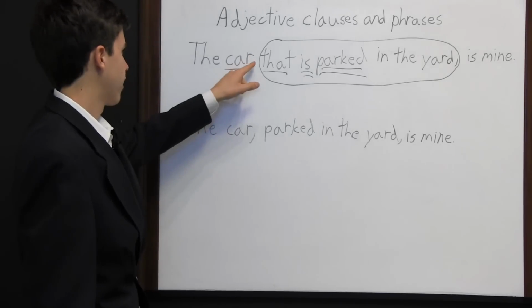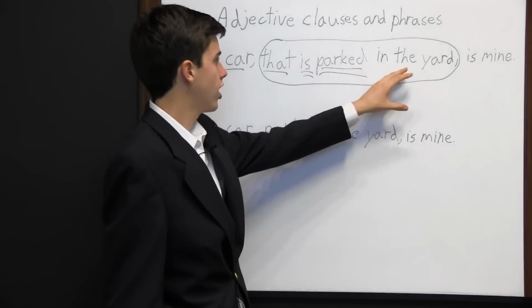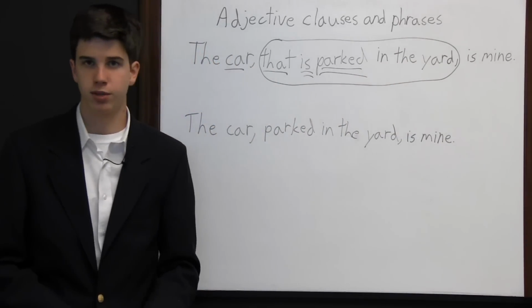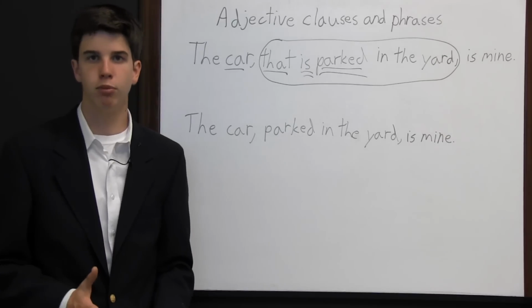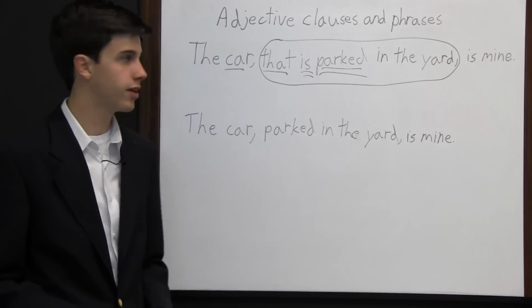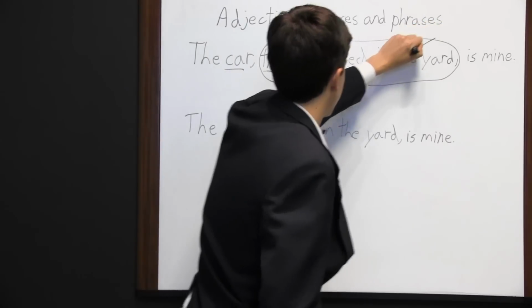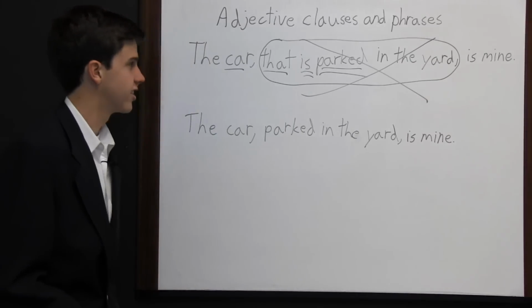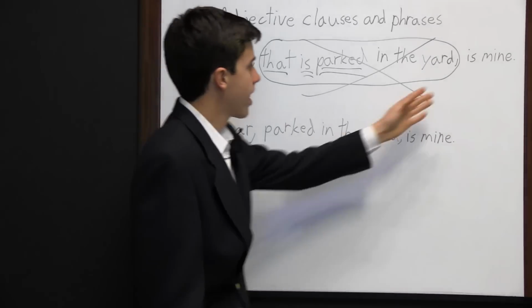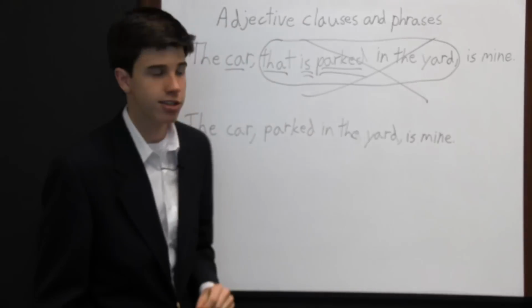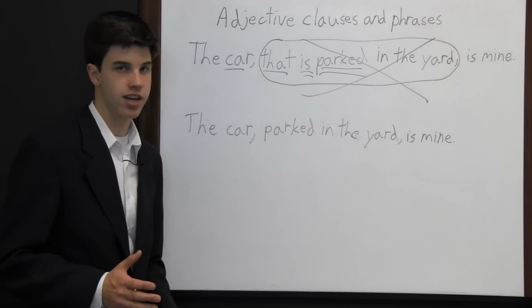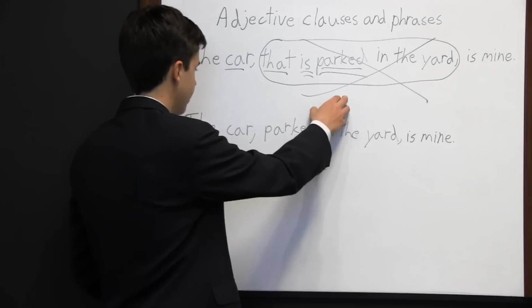And if you notice right here that this phrase or this clause right here is marked off by 2 commas. And any time a group of words is marked off by 2 commas, it can be removed from the sentence, and the sentence will still make sense. So take a look at this. Just X this out. We don't even read that, and we just read the sentence as "the car is mine." The sentence still makes sense without this adjective clause. And so that's another way to be able to tell that this is an adjective clause, because it can be removed from the sentence.